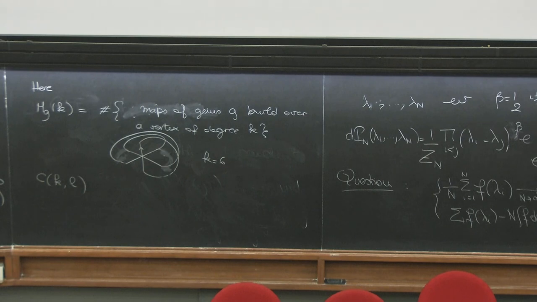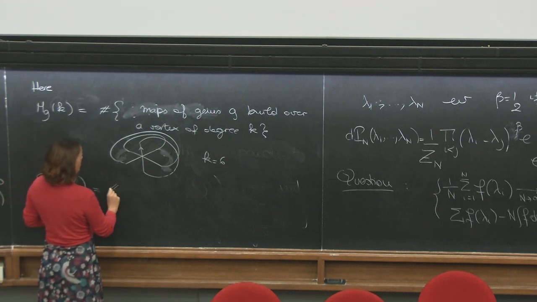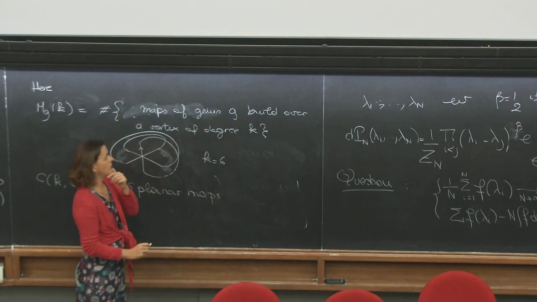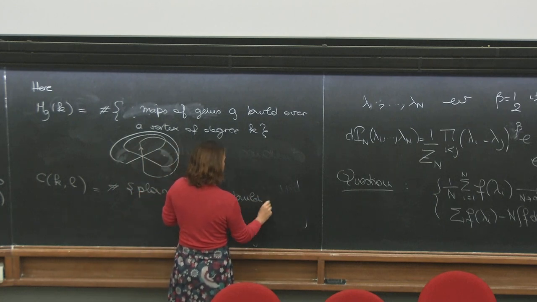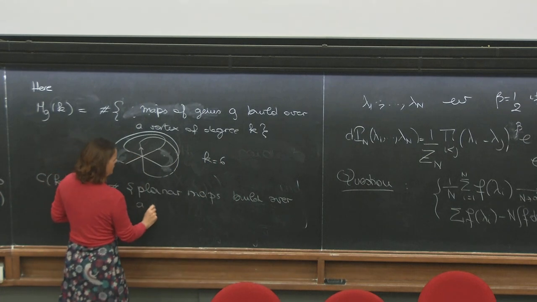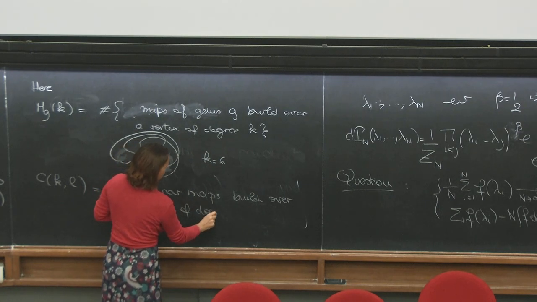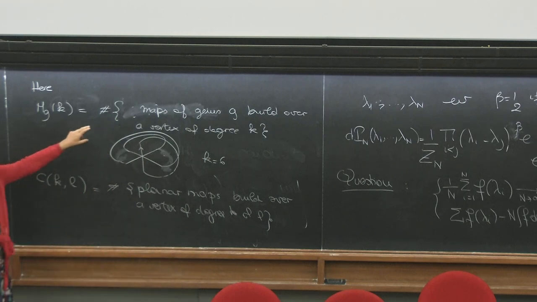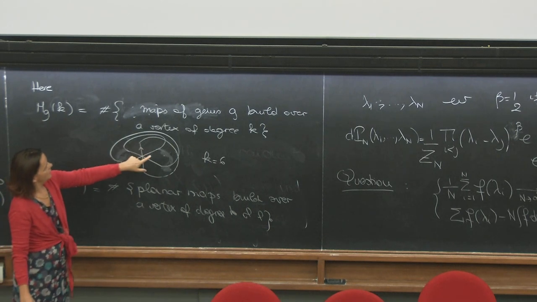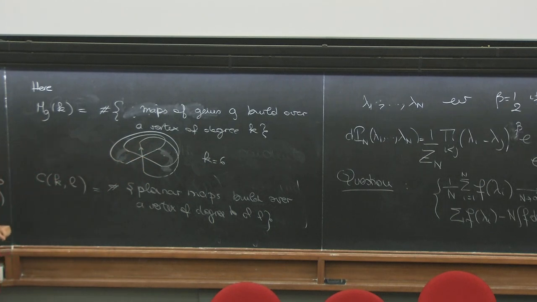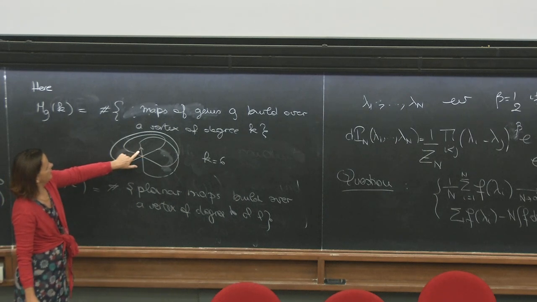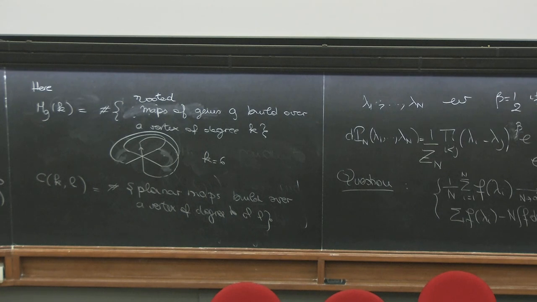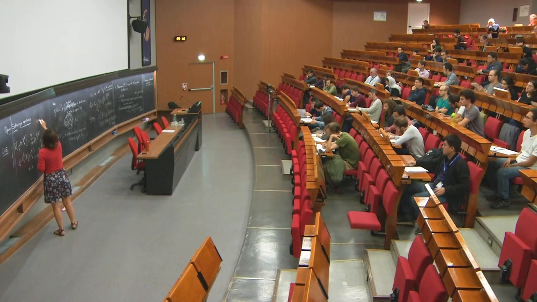And C_{k l}, the covariance of the Gaussian process, is going to be the number of planar maps, so this means the genus is 0, built over a vertex of degree k and one of degree l. So that's what we want to prove. Here you have to be careful that when you do the counting, you can think about the half edges as labeled, because you have drawn them on the surface, and actually here I should have rooted maps. And so this gives you a full expression for this. This is the so-called Harer-Zagier formula.